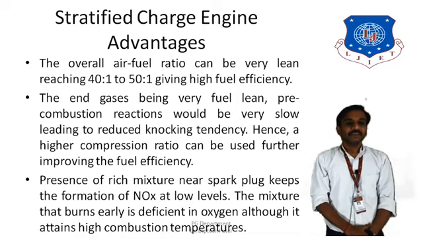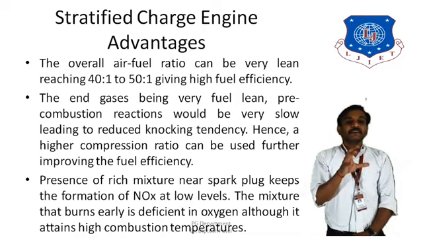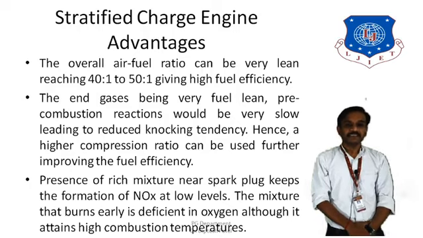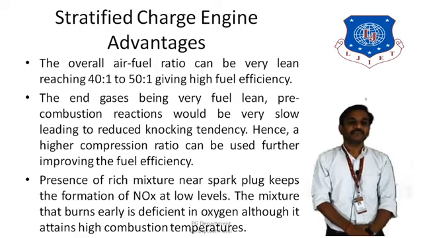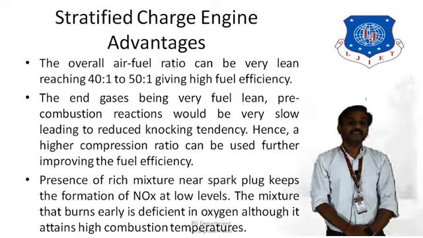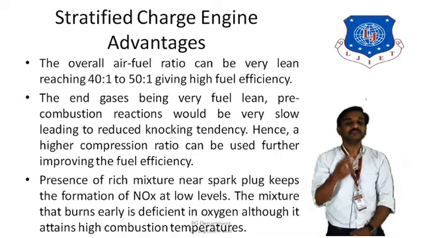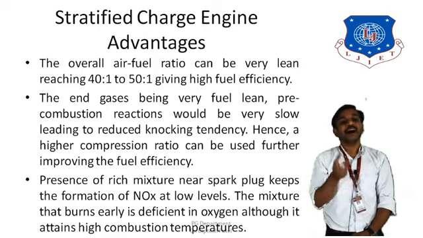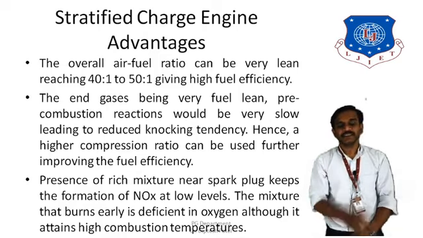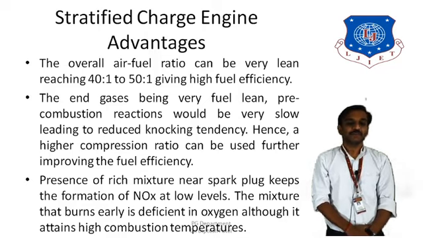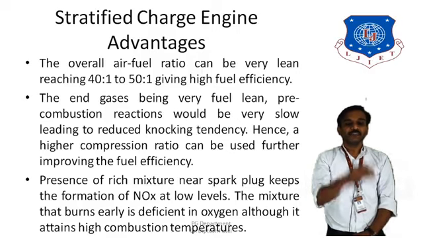Second advantage is that the fuel would be lean in the combustion chamber, as we have seen in the ratio of 14 to 15, which means it is a very lean fuel. Therefore the tendency of knocking during the pre-combustion reaction would be very slow, and we can achieve a higher compression ratio, because we have seen that knocking occurs if the compression ratio is higher, especially for the petrol engine, and therefore it has to be kept at a certain level.